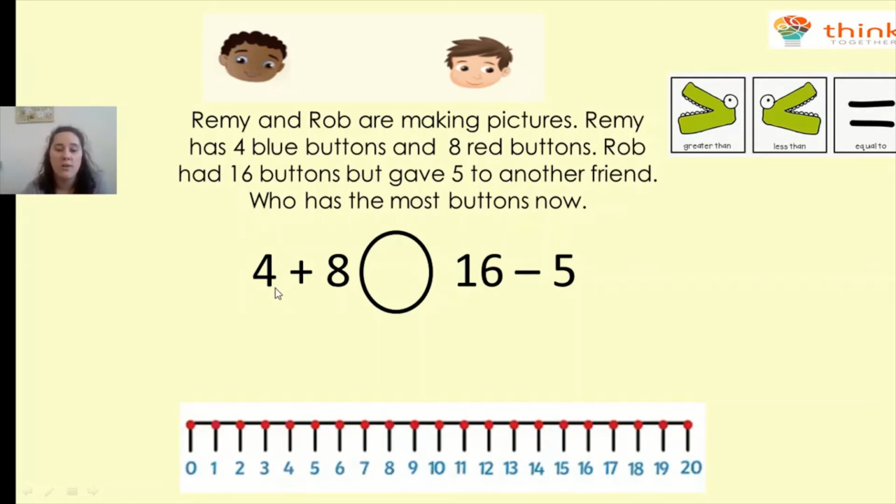So here we've got our number sentence, 4 plus 8 for the 4 blue buttons and 8 red buttons that Remy has. And then we've got 16 take away 5 for the 16 buttons that Rob had, but then he gave away 5, so he took 5 away. Can you tell me, what is the first thing I need to do when comparing these number sentences?